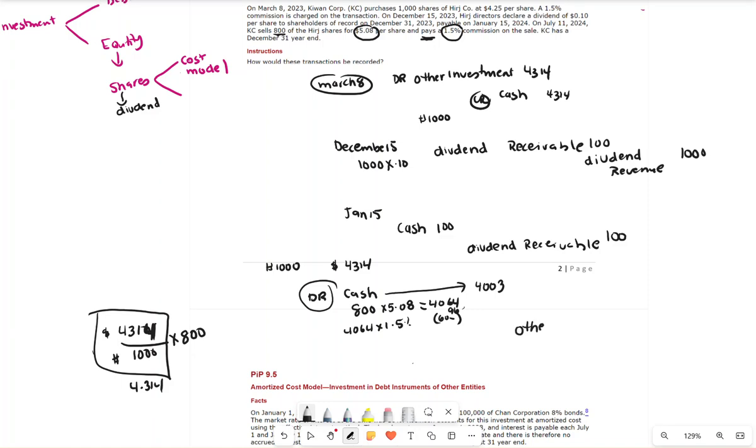I have to get rid of the other investment from our books, and that will be 4.314 multiplied by the 800 shares that I'm selling. It will be worth 3,451. And then my entry doesn't balance. Either we have a gain or we have a loss. In this case, we're getting more for our investment. We have a gain. So you could do gain slash loss of investment.